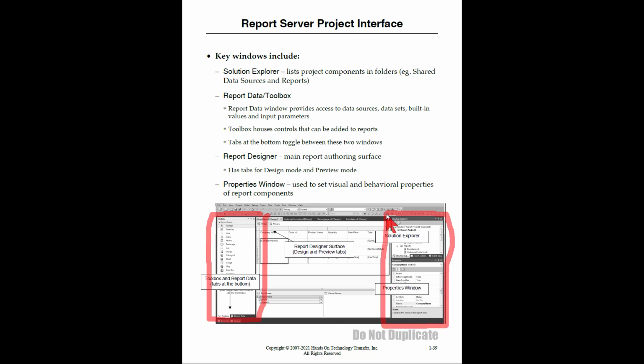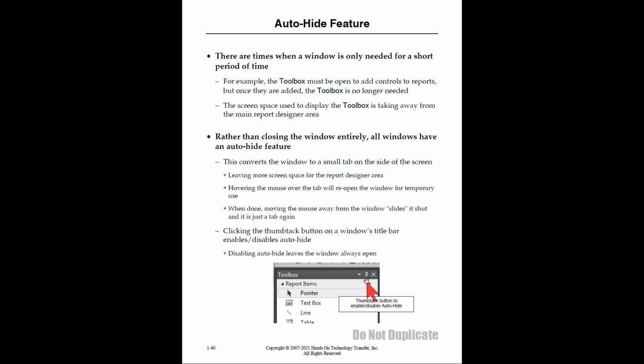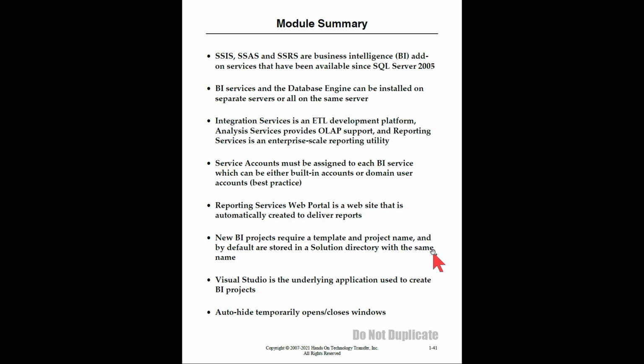Now I happen to be sitting in front of three 25-inch monitors, so I have a lot of screen space to work with. I might want to dedicate more room to my design surface. So using the auto hide feature will give me the opportunity to hide those various windows and dedicate more room to the design surface. Folks, that brings us to the end of section 4.